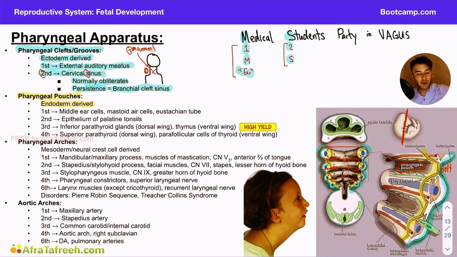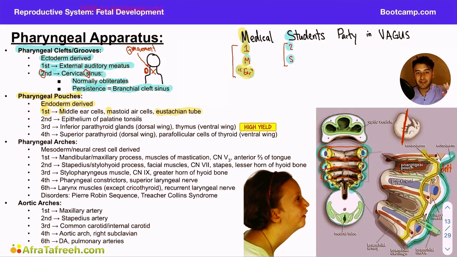Let's go backwards to our mnemonic now. We are in the first pouch, so we are in this M1M ear category, and you'll see that it is the middle ear cells, M here, that are derived from this pouch, as well as the M for mastoid cells, as well as the eustachian tube, which is an ear structure.